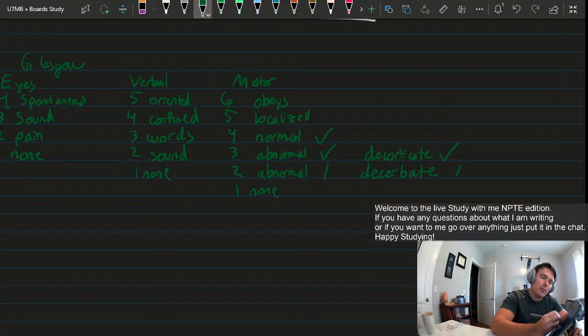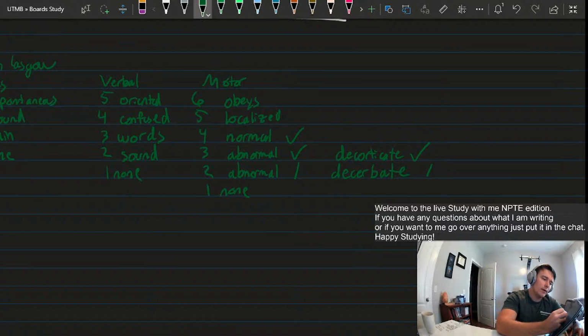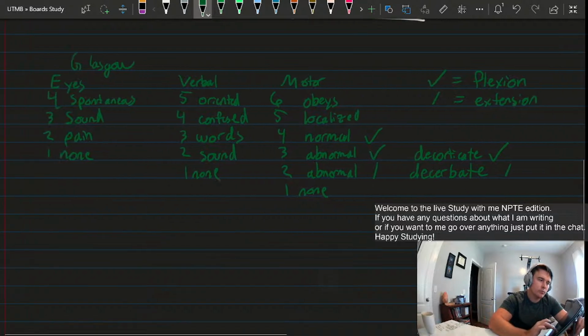So this is decerebrate. How I remember decerebrate versus decorticate is there's so many E's in decerebrate, that stands for extension. Whenever you're writing over and over again, you get these shorthands. So these 2 shorthands here, that equals flexion, which makes sense. It looks like you're bending the arm or the leg. And this is extension, which again makes sense because you're straightening the leg or the arm.